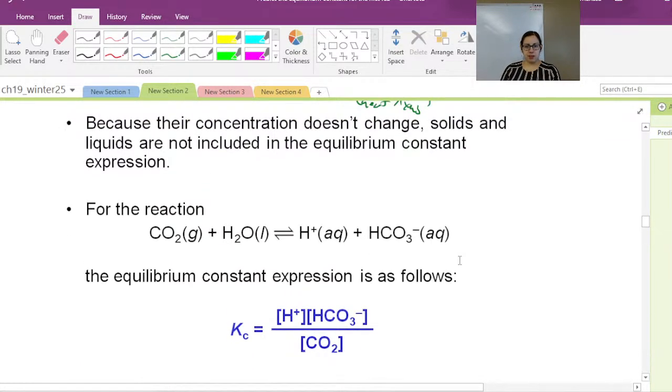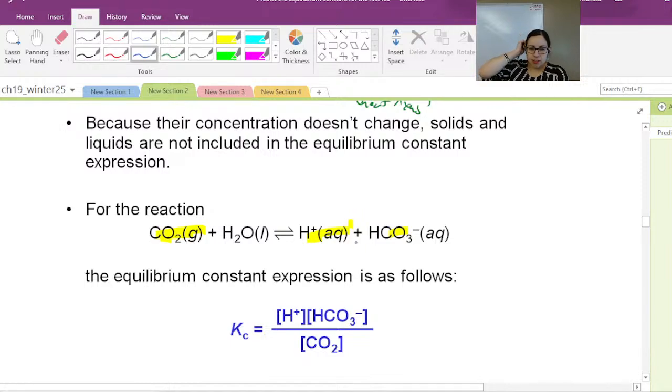This is a little interesting one, because it's unusual: you don't typically measure gas and aqueous together. This is a good one. So if we bubble CO2 in water, that makes carbonic acid, and here's our expression.